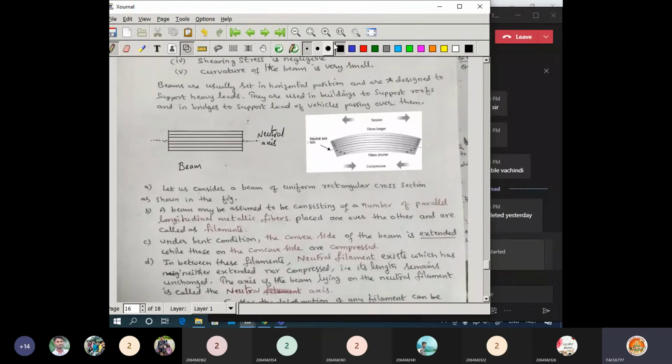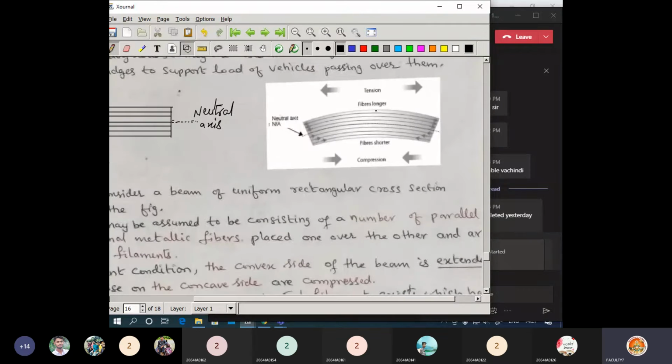Now, in this diagram, if you can identify, we mentioned the beam is made of layers. We call these the fibers or filaments, or longitudinal fibers, whatever it may be. These lines are representing those fibers.